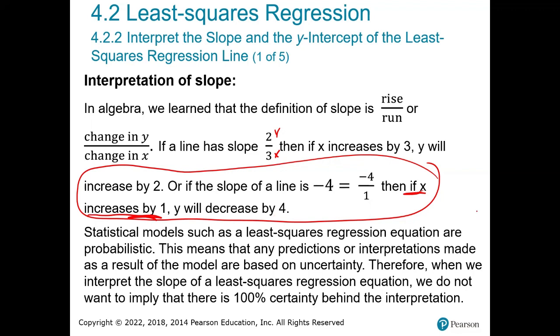Any predictions and interpretations that we make are based on a little bit of uncertainty because we've just taken a sample. So remember that we are never 100% certain with these results, because if I ran the test again, I could get different results and then my line could change. Samples can never be 100% certain, but just so you know.